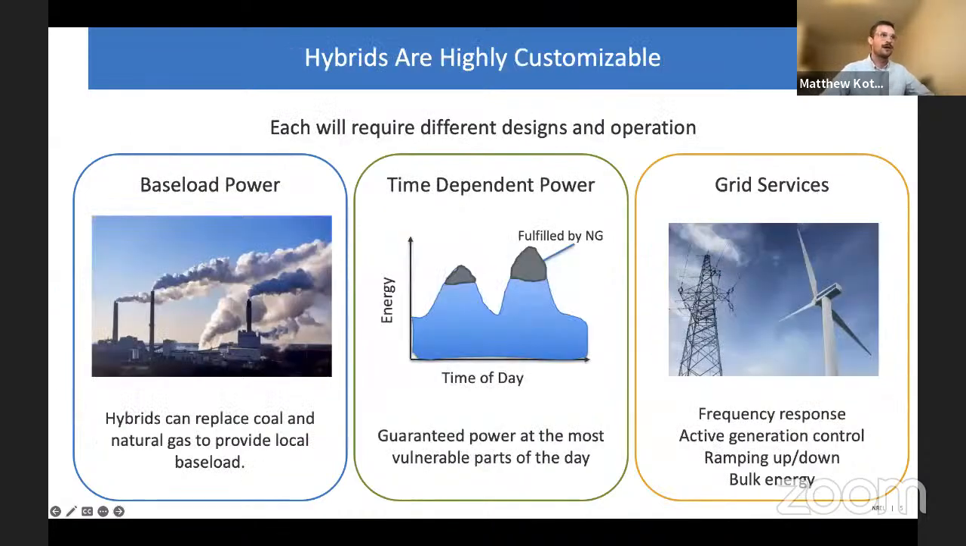As mentioned before, a strength to hybrids is that they're customizable. And so you can customize them based on different end uses and purposes. In this example, you can see that you can provide baseload power with hybrids. You can also provide time-dependent power, so peaker abilities, and they can also offer different grid services. Each of these different end uses will require different designs and controls. And so that is where the customizability of hybrids can be leveraged substantially.